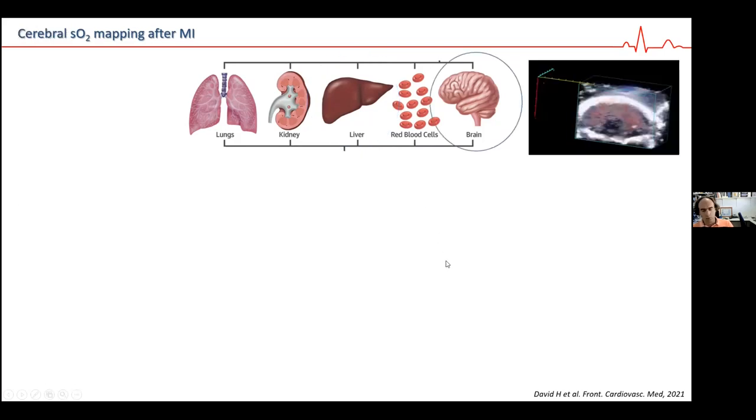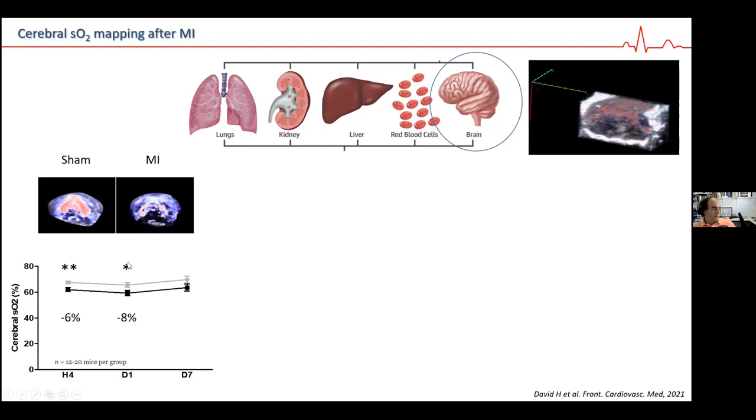And after that we moved to the brain. We did it in 3D, so we had the possibility to measure the oxygen saturation in the whole brain. As you can see here in white, you can see the skull, the skin, and these white and red markers here, you can see the oxygen saturation in the whole brain using this technology.